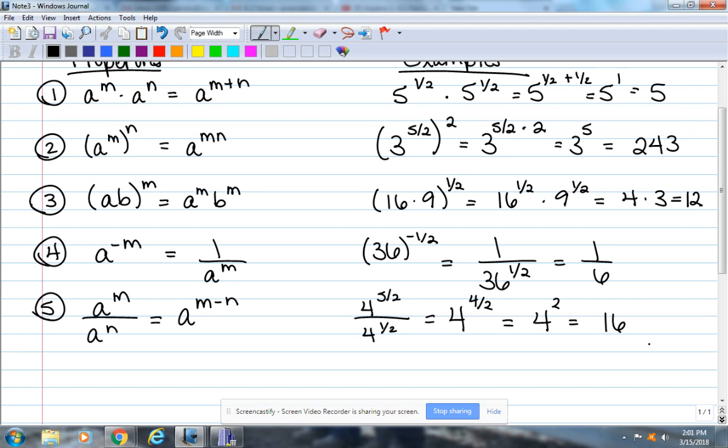Okay. Y'all see how that worked? Does everybody see how that went? 5 over 2 minus 1 over 2 is 4 over 2. Well, that reduces to just 2, so 4 squared, 16. Just simplifying lots of fractions today.